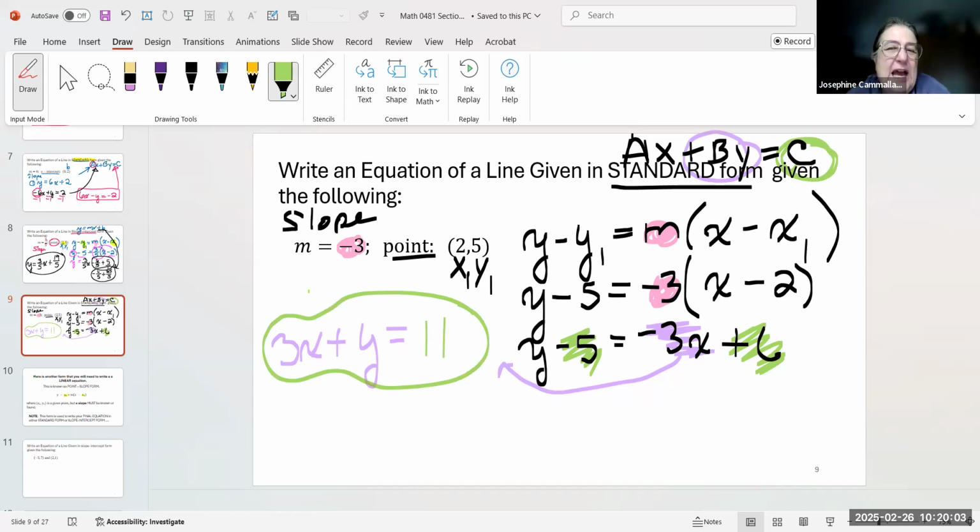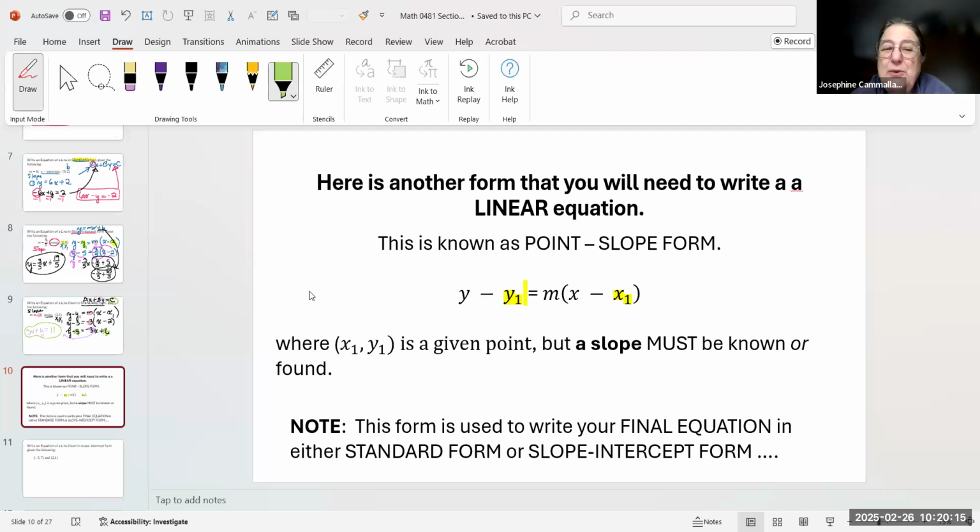Notice what I have. I have a point and a slope. And as you see, that's what we're using. You've got to have a slope. If not, we've got our little slope formula, which we have to use. And it is from this form that we can write standard form and slope-intercept form, depending on what I'm being asked to give.